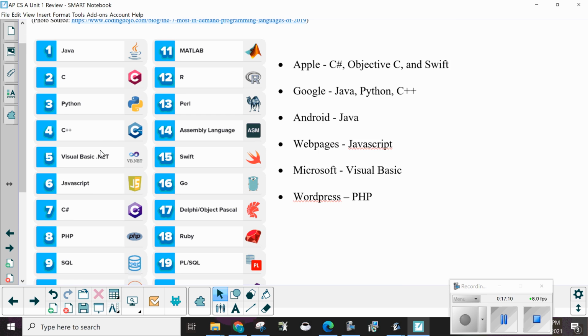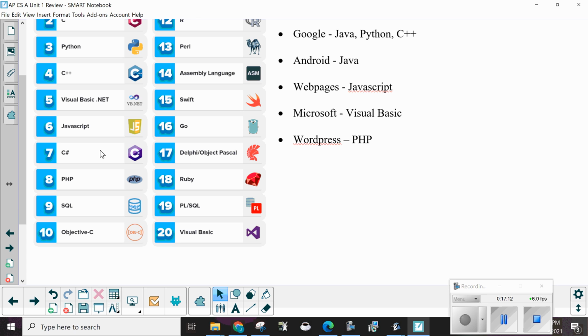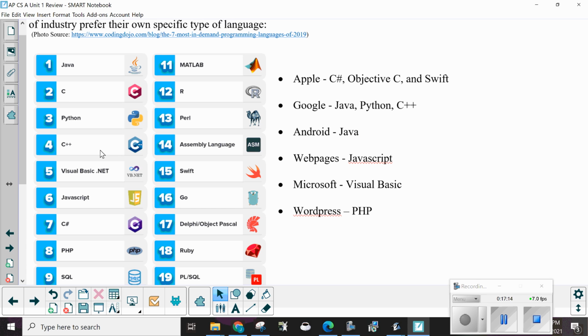Once upon a time, I don't see Pascal in here anymore. Pascal was originally the language of AP Computer Science A, and then we went to C++, and now we're with Java.